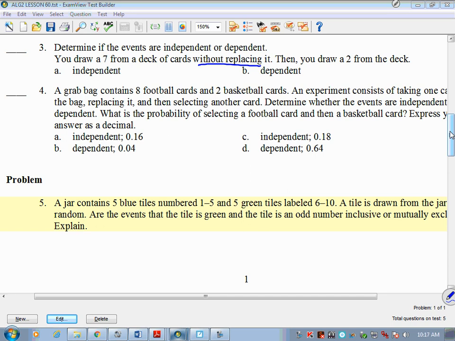Let's say I want to be more specific. I want the 2 of diamonds. It's now 1 out of what?